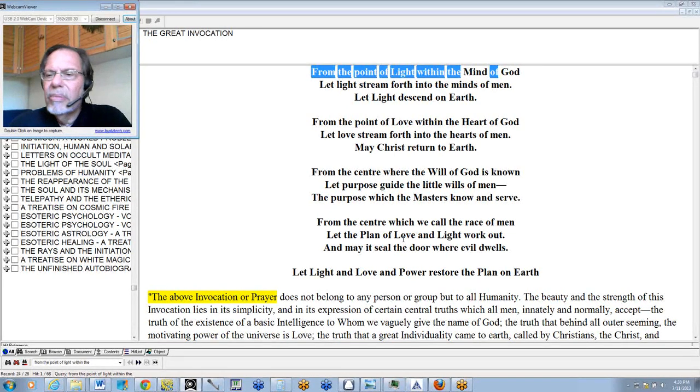From the point of light within the mind of God, let light stream forth into the minds of men, let light descend on earth. From the point of love within the heart of God, let love stream forth into the hearts of men, may Christ return to earth. From the center where the will of God is known, let purpose guide the little wills of men, the purpose which the masters know and serve. From the center which we call the race of men, let the plan of love and light work out, and may it seal the door where evil dwells. Let light and love and power restore the plan on earth.